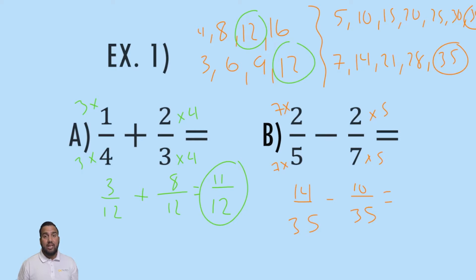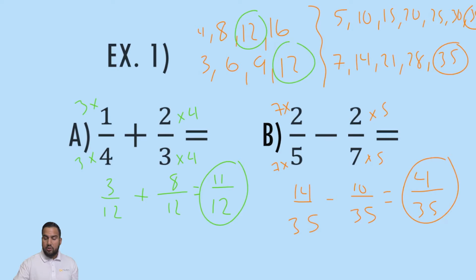Because both denominators are the same, I can now combine the numerators. 14 minus 10 gives me 4 over 35. And that's my answer for part B. Okay? So we just went over a trick that kind of helps us out: multiplying your two denominators and having that be your LCD. However, sometimes it doesn't work that way.